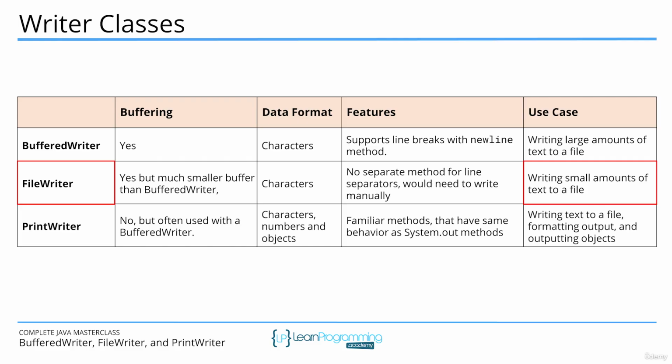This class could be used for writing small amounts of text to a file. The PrintWriter isn't buffered, but you can pass a buffered writer to it. In addition, the constructor that takes a string actually constructs a buffered writer instance. You can output to a file with the familiar println, printf, and format methods, and pass objects to these methods. If you need more control over what you're writing to a file or want to output objects directly, this is a good option.